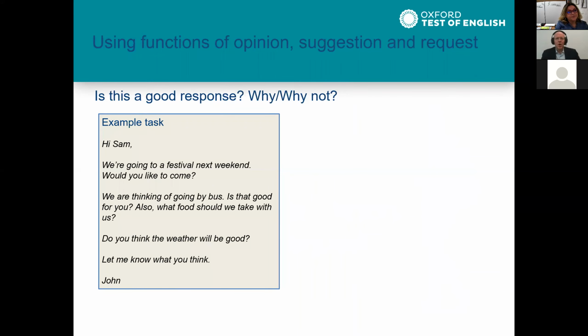Hi, Sam. We're going to a festival next weekend. Would you like to come? We're thinking of going by bus. Is that good for you? Also, what food should we take with us? Do you think the weather will be good? Let me know what you think. John. Okay, so that's the question. That's the email that we have to answer.